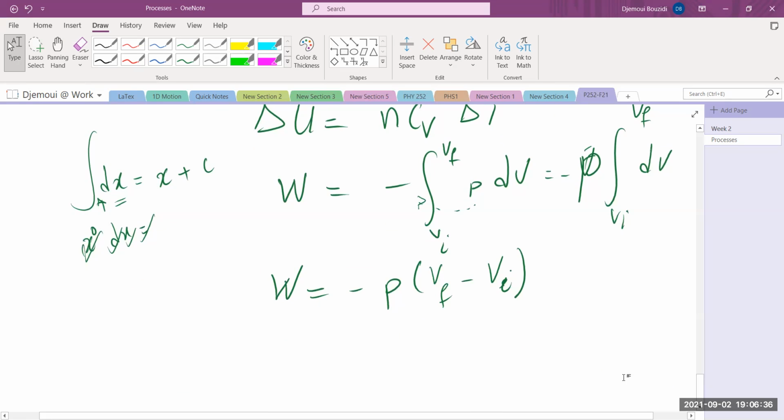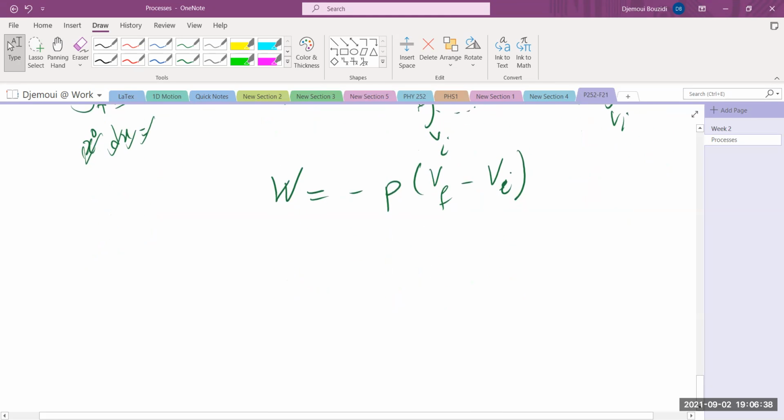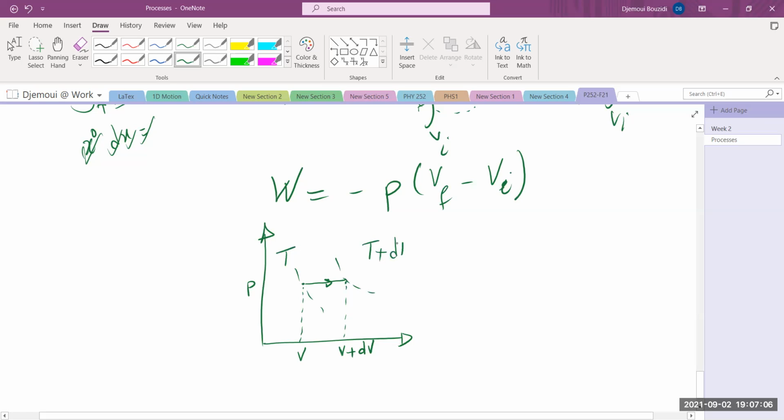So let's look at a different isobaric process, okay? Here is the isobaric process that I want to analyze. I want to go from the volume V up to the volume V plus dV. In other words, this is an infinitesimal displacement, not an exaggerated one. The pressure is always fixed, okay? The pressure is P. The temperature changes from T to T plus dT. So I want to look at this process much, much smaller on scale, not the big scale, okay?